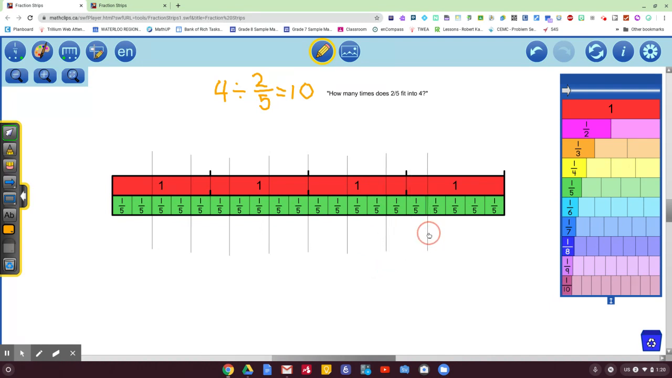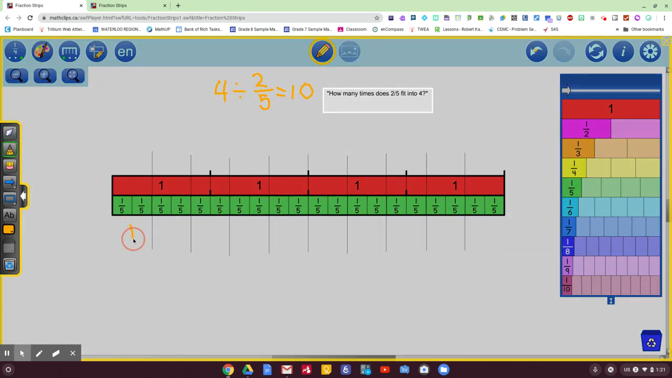Just a couple more here. Awesome. So I've got once, twice, 3 times, 4 times, 5 times, 6 times, 7 times, 8 times, 9 times, 10 times.